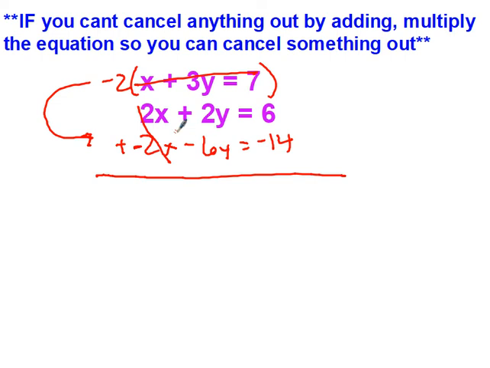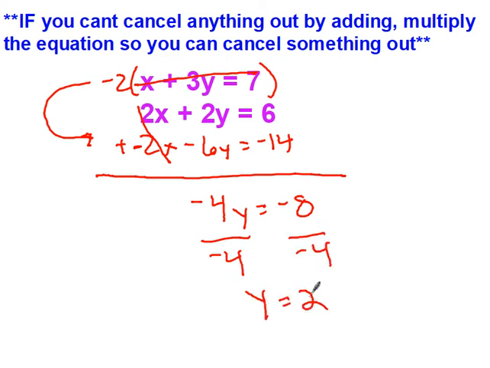Okay, now I have positive 2y and negative 6y. That gives me negative 4y. I have 6 and negative 14. That gives me negative 8. Now I can just solve real quick for y, and I get y equals 2.